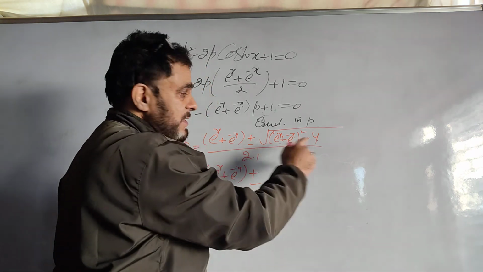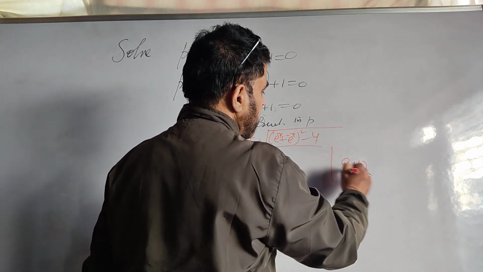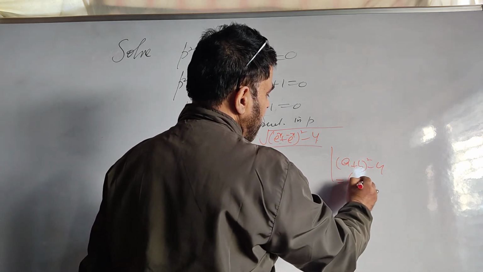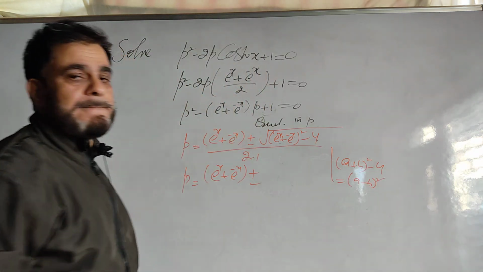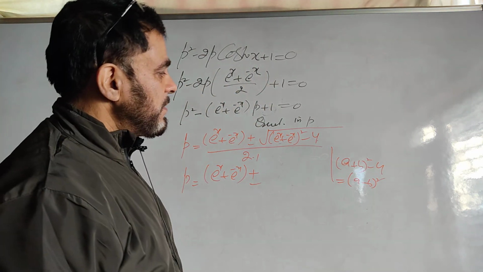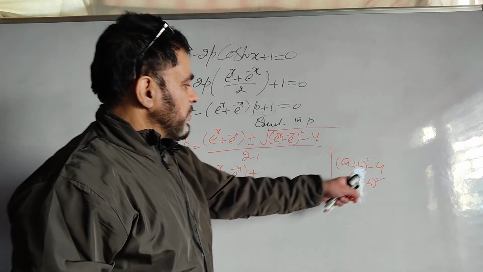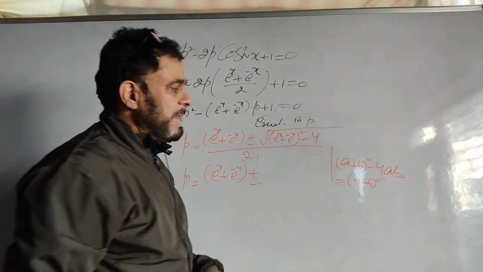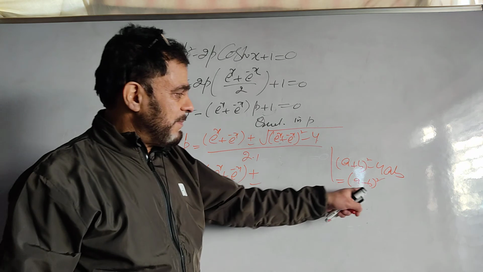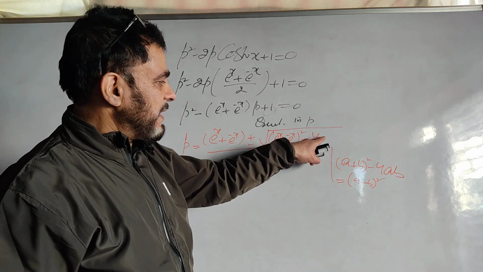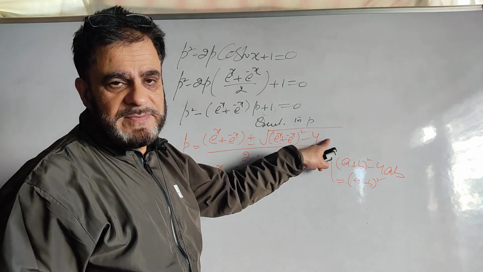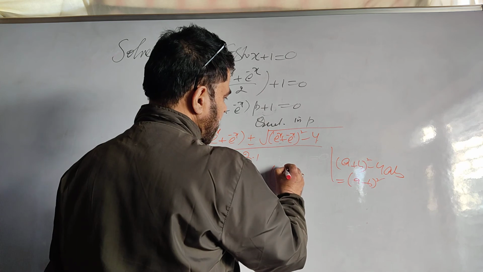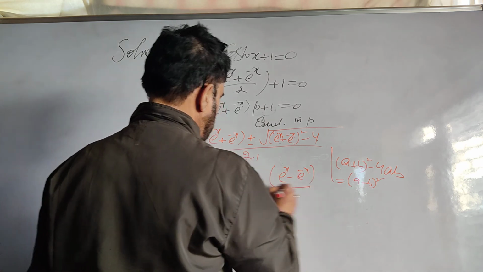What is this actually? This is your a plus b whole square minus 4ab. That comes out to be a minus b whole square. When you have a plus b whole square minus 4ab, this is a minus b whole square, because what is your ab? It is e raised power x into e raised power minus x, that is 1. So I can write it as e raised power x minus e raised power minus x by 2.